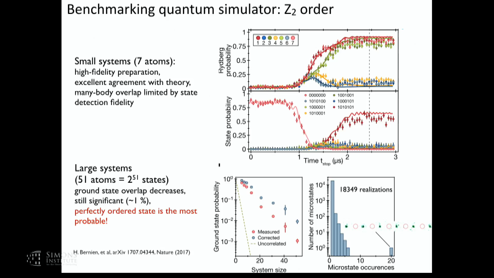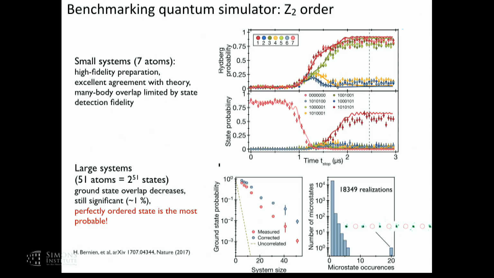Moreover, if you look at the final state and the probability of different microstates to occur, what you see is that most of the states occur either once or twice or never. And there is one state which really stands out. This is the up-down, perfectly ordered state. It has the highest probability of all of this Hilbert space to occur.